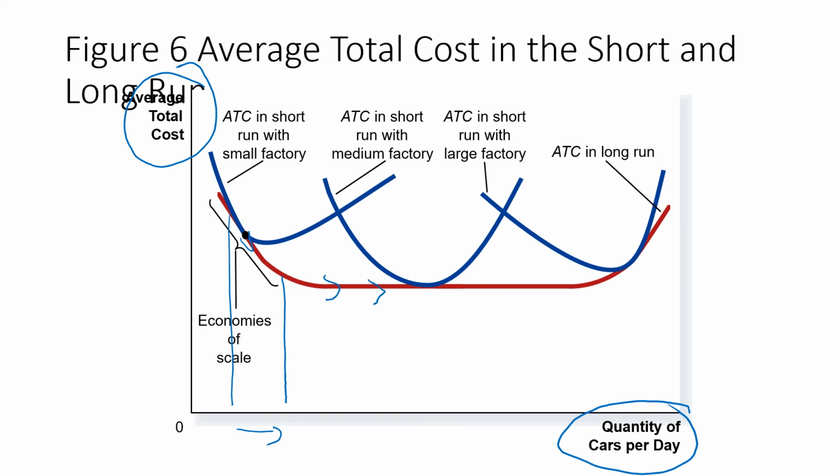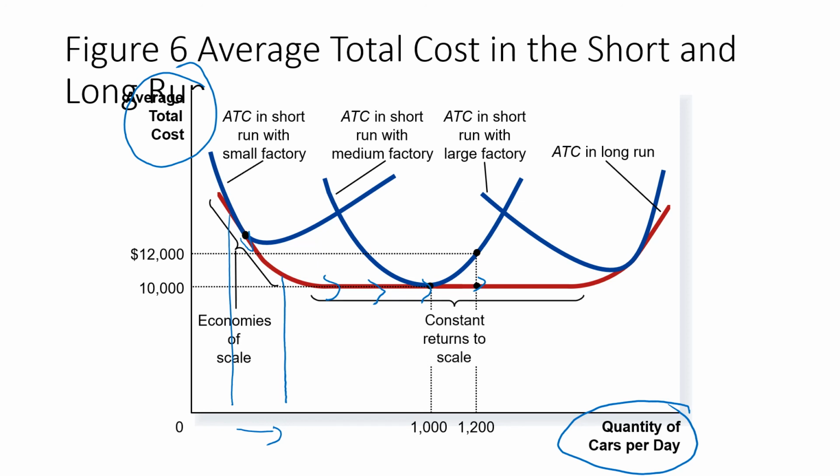Then we have a second stage where we have constant returns to scale, and the more we produce, the cost remains the same. Then finally we reach a point after which, when we try to increase the quantity of cars per day, the average total cost in the long run starts increasing, and that is where the diseconomies of scale start.